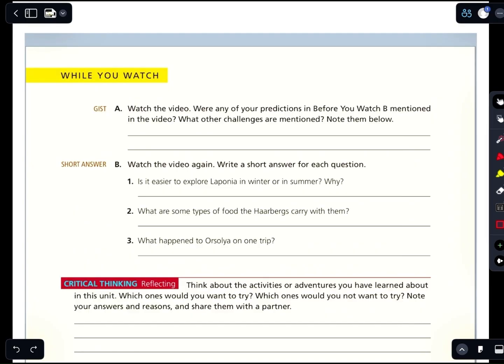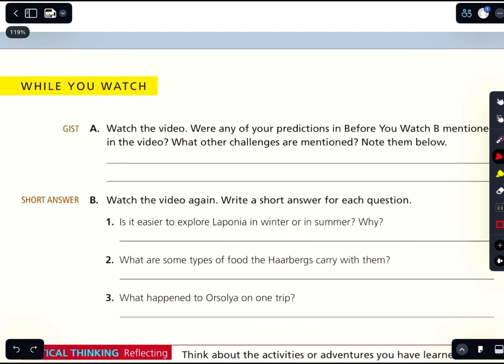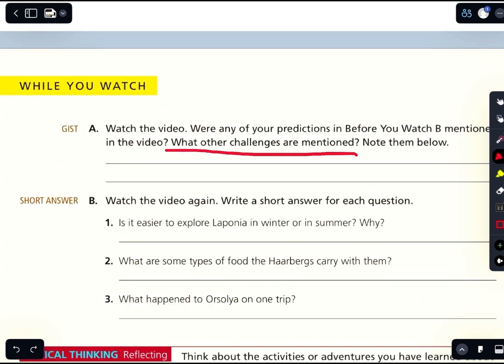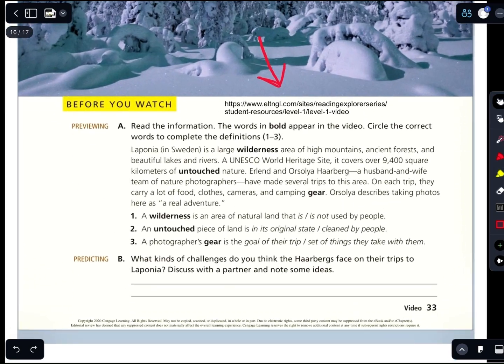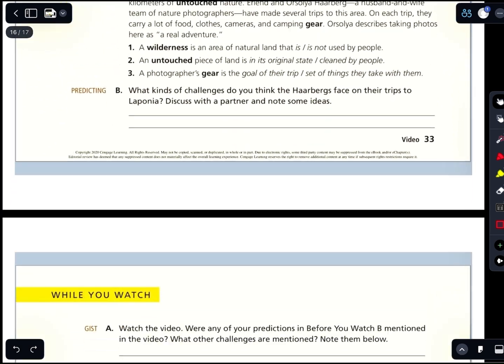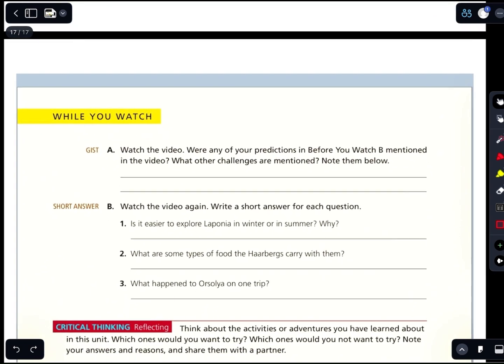We're going to watch the video. I'll watch it with the subtitles on so you can see the English words printed in text at the bottom of the video. And let's see, were any of your predictions before you watch mentioned in the video? What other challenges are mentioned? I think for the writing question, you can just answer what other challenges are mentioned. So let's go back here. What kind of challenges do you think they would face, and what are some other challenges that are mentioned?